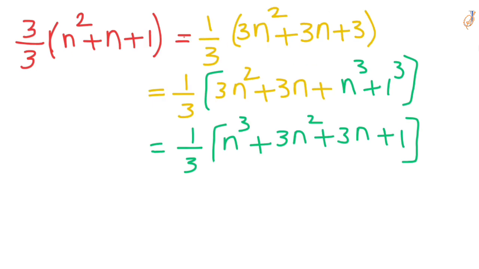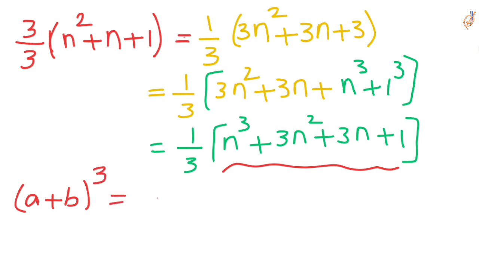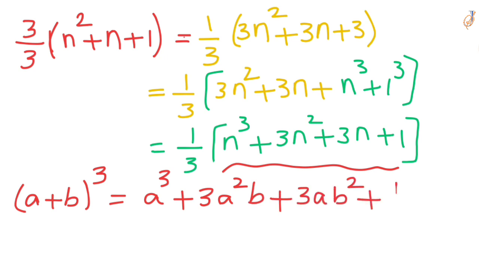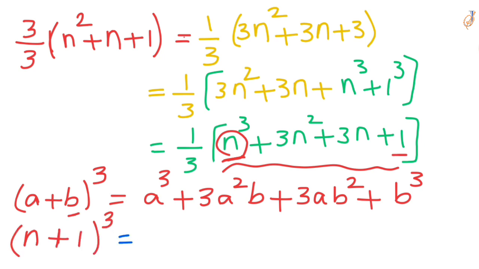Do you observe it is in the form of (a plus b) whole power 3? What is the formula for (a plus b) whole power 3? It is a power 3 plus 3a power 2 b plus 3ab power 2 plus b power 3. Now here a is nothing but n, so instead of a we take n, and instead of b we take 1. So (n plus 1) whole power 3 we can write according to this formula.